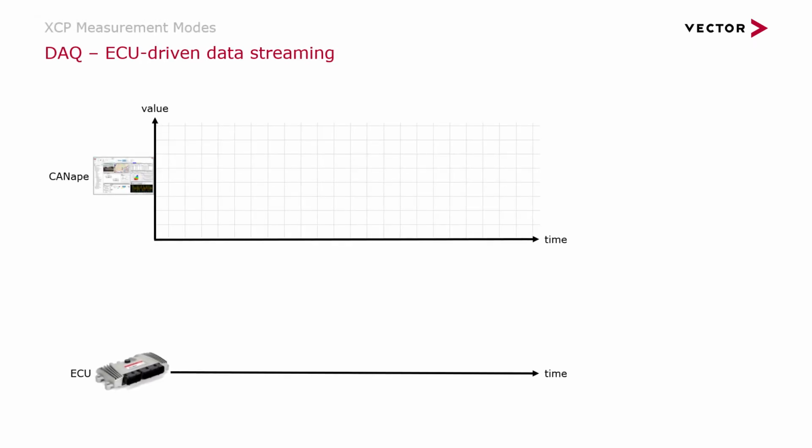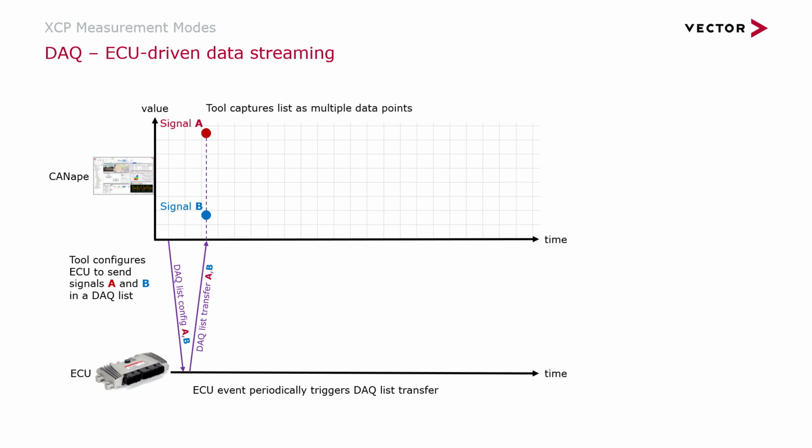DAC mode is a more sophisticated ECU-driven data streaming communication strategy. To start out with, our tool sends a command to the ECU to configure a DAC list that contains both signals A and B together. Inside of the ECU, a software event will trigger the DAC list transfer back to the tool. And in that DAC list will be data values for both signal A and signal B, and the tool captures that list as multiple data points.